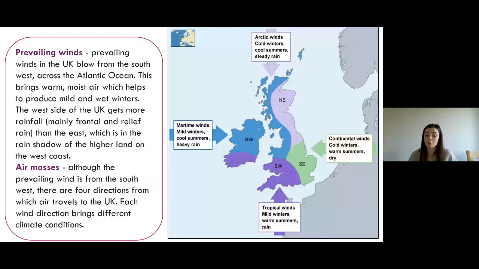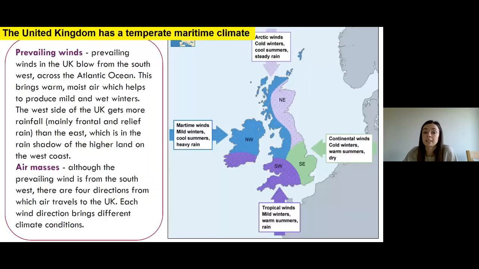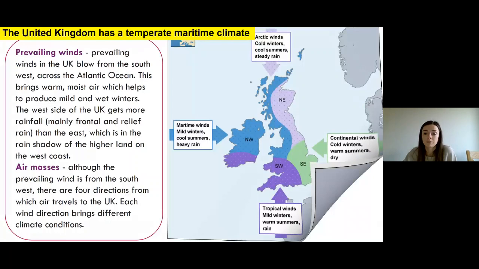Each wind direction brings different climate conditions, okay? So our weather is also dependent on where the air masses come from. More often than not, our weather is tropical maritime. Maritime because it's blown over the sea and picks up moisture, and also it can be a bit milder. Okay, so the United Kingdom has a temperate maritime climate.